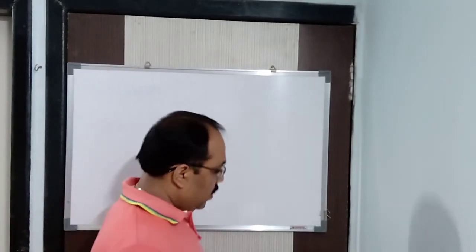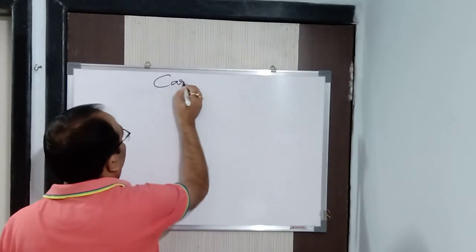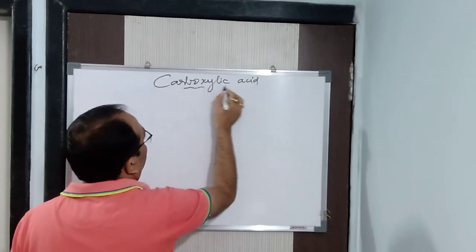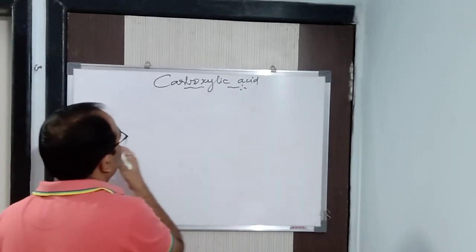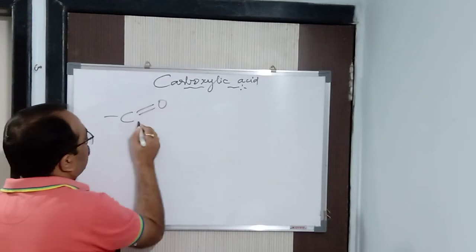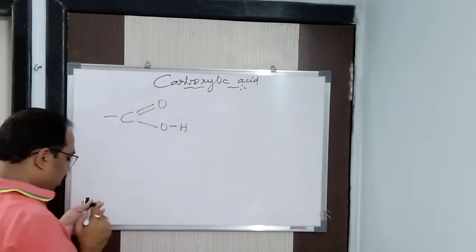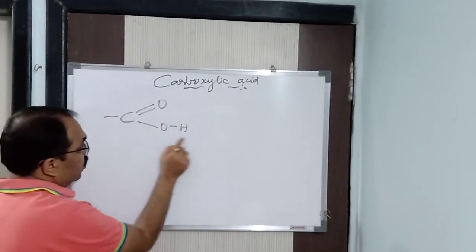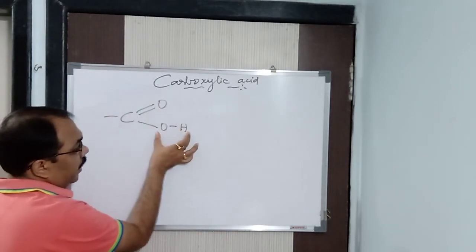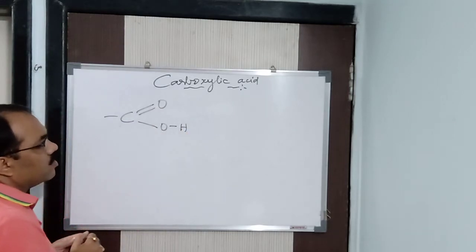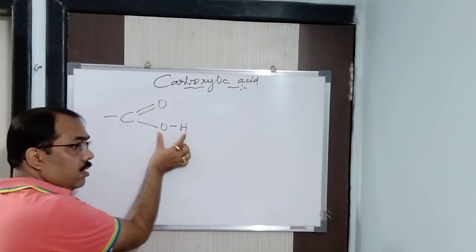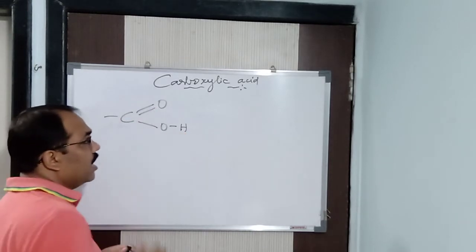Now, coming to the next chapter, that is carboxylic acid. Why do we call it carboxylic acid? If you see the structure, carboxylic acid has this particular structure: a carbonyl group, C double bond O, and an OH group. Carbonyl plus hydroxyl together is called the carboxylic group.